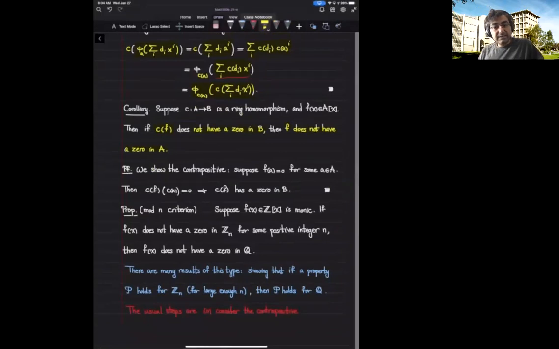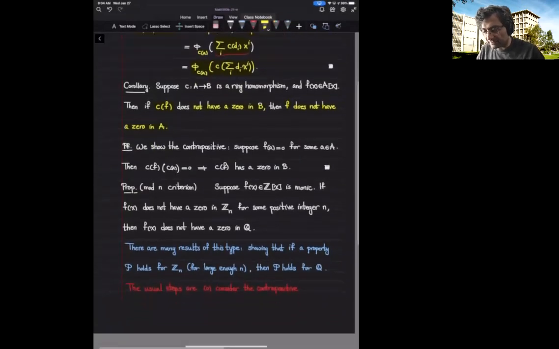So C of f does not have a zero in B. That means f does not have a zero in A. So this is a type of example I have in mind. B is a simple ring. Maybe I get lucky, and inside B, I don't get a zero. From there, we can deduce that we don't have a zero inside A. And the proof is rather easy.